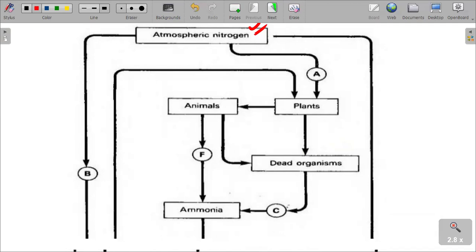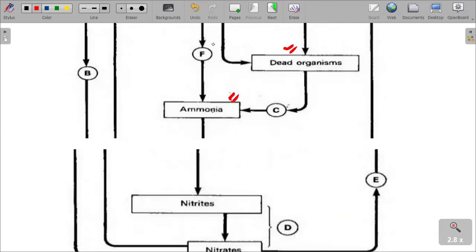We have got a process of nitrogen fixation that we talk about here. Nitrogen fixation for it to be used by plants, and also plants are eaten by animals. And then we talk about the animals, they die. We have got dead organisms. We have got also the release of nitrogen back. And then we talk about the nitrates and then the nitrites and nitrates.